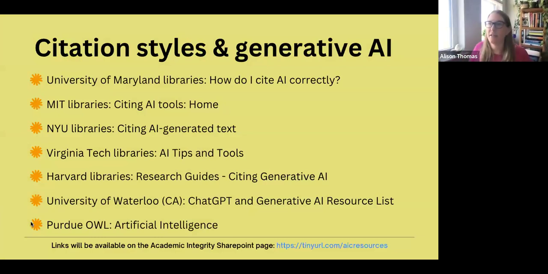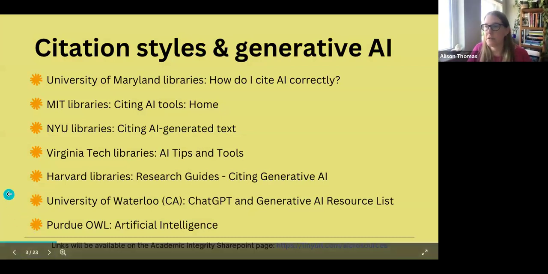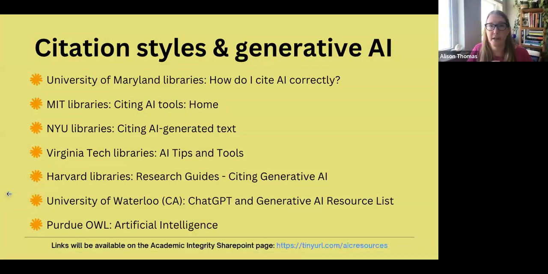So a lot of different academic libraries, and I include at the bottom here the Purdue OWL, which I know a lot of folks use, have resources that are specific to AI and citation. The ones that I've put here are the ones that I think are the most useful, and I'll have a list of these with their links on our Academic Integrity SharePoint page later today.